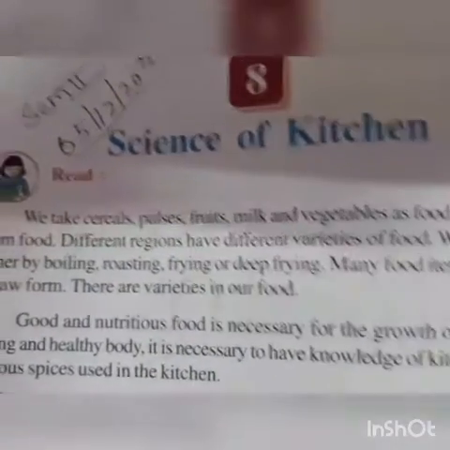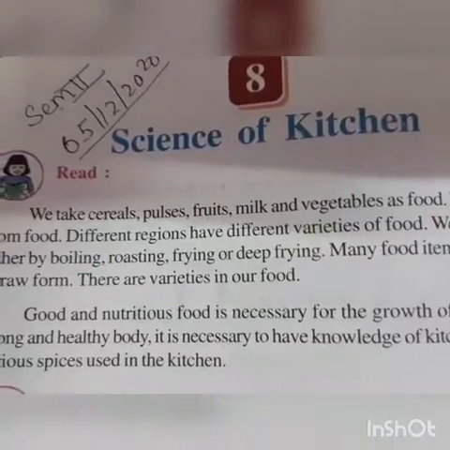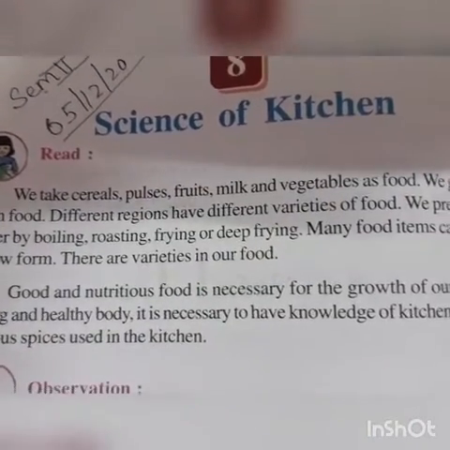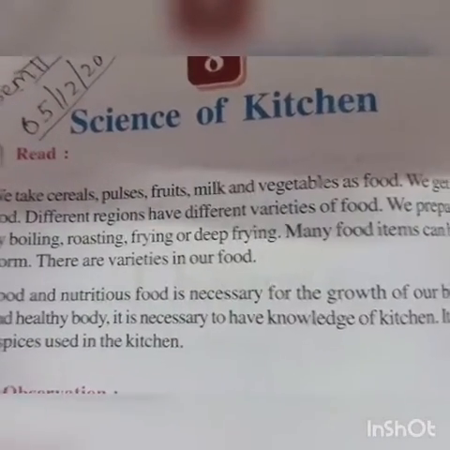So there are different spices also, like turmeric, which we call haldi, namak, that is salt, chili. Everything has its own importance when the food is cooked.